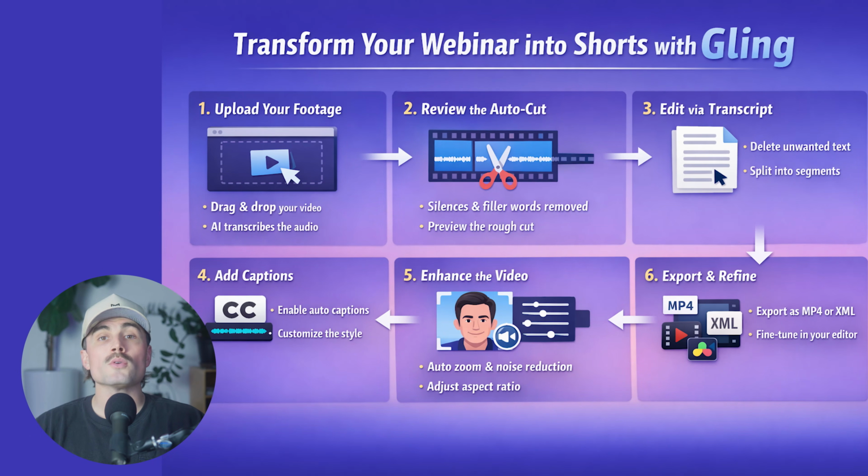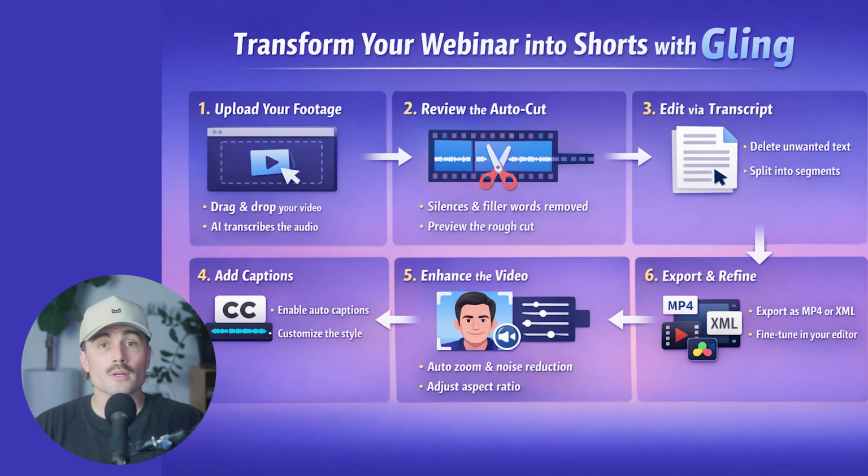All you gotta do is upload your footage to start. Just drag and drop your video file into Gling. The AI quickly transcribes the audio. The transcript appears on the left side of the interface. Review the auto cut. So Gling automatically removes long silences, filler words, and failed takes. Preview that rough cut. You'll notice the timeline has jump cuts where those segments were removed.